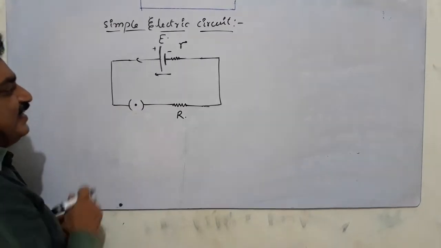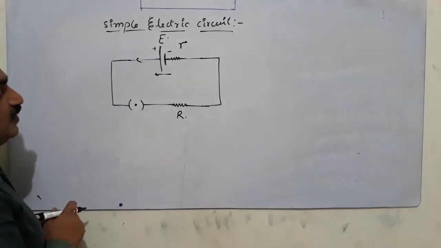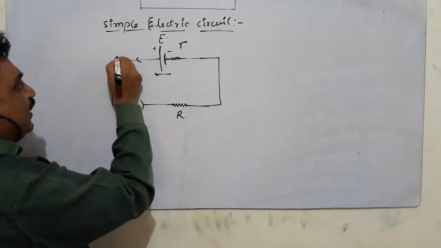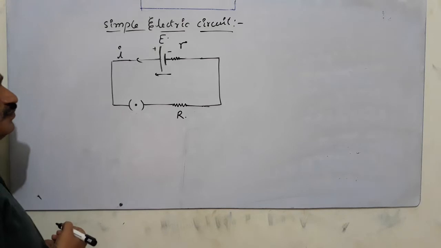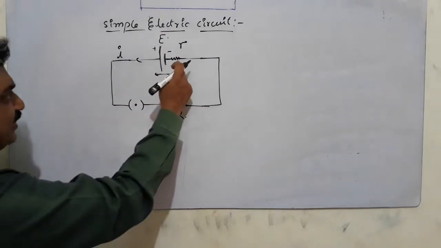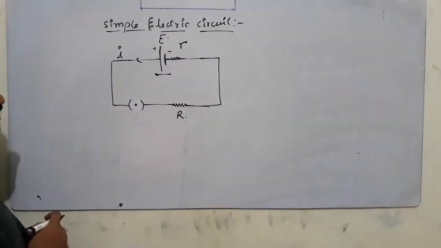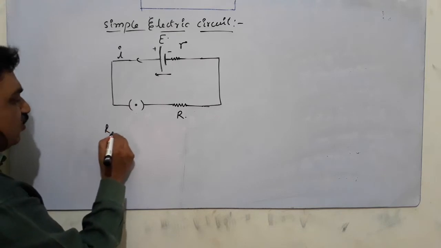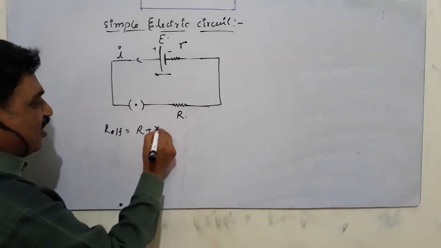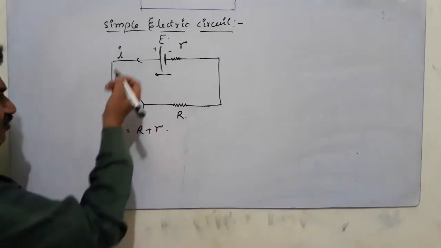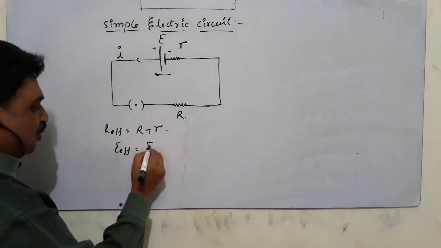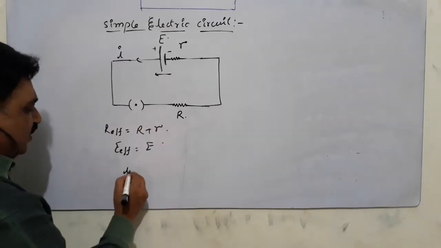Now here I am going to put in the key, the tap key, inserted. In this situation, all the components are in the same path and a current I is passed. In this circuit, we can assume two resistors, the internal resistance r as well as the external resistor R. So what is the effective resistance of this circuit? R effective is R plus r, and here one and only one cell is there, so E effective is nothing but E.